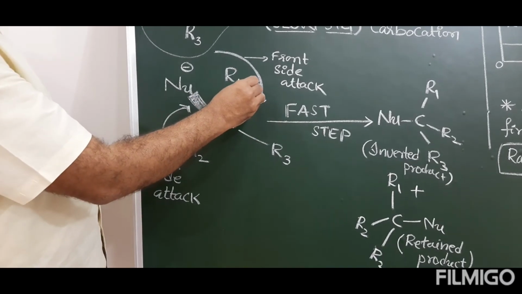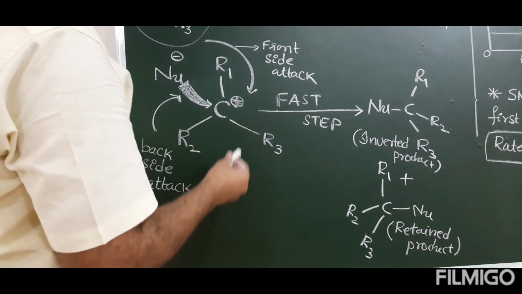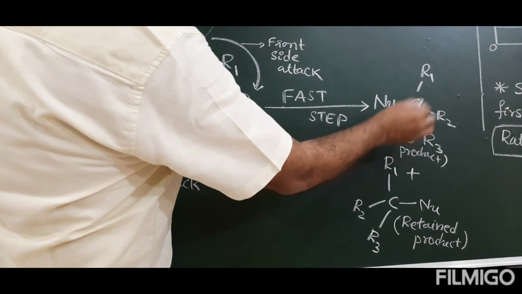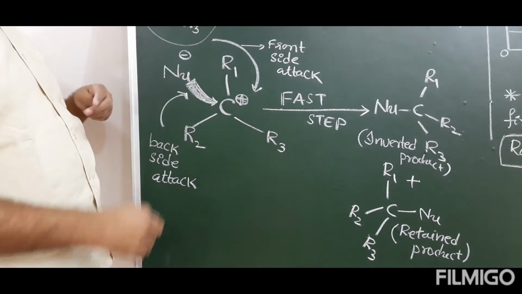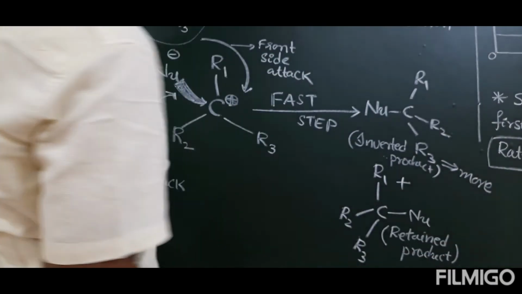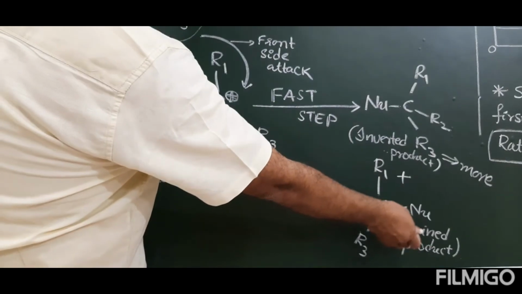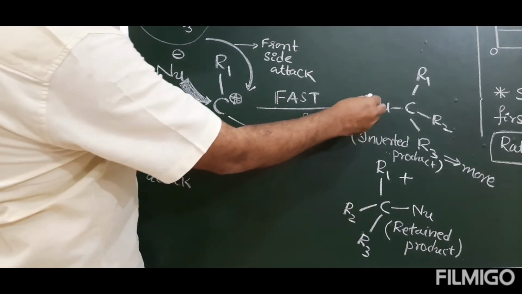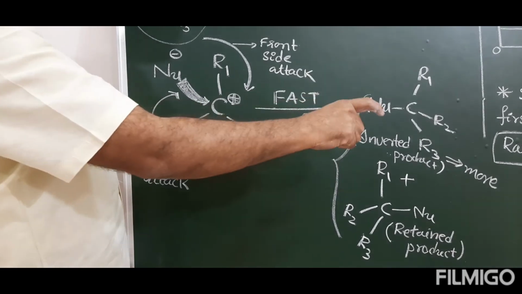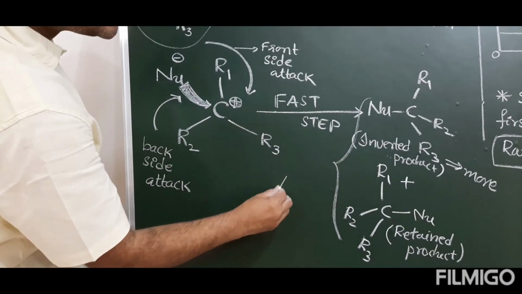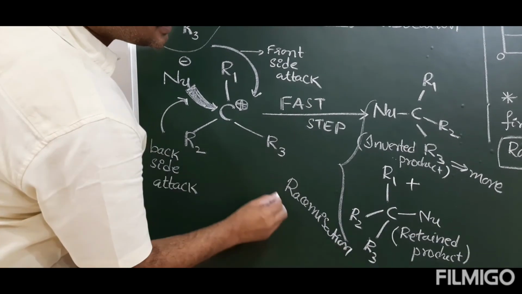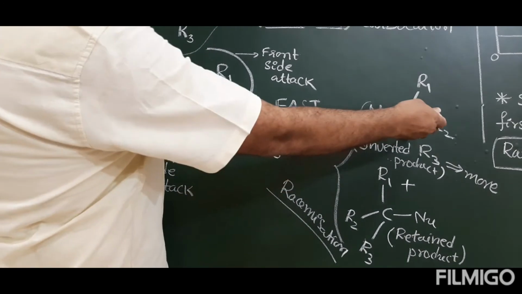Front side attack leads to the formation of the retention product, and back side attack leads to the inverted product. More will be attacked from the back side, so the inverted product is obtained in larger quantities. Of course, the retention product is also obtained. Both are formed, both compounds having opposite configurations are obtained. That is called racemization. In SN1 reactions, yes, racemization takes place with more inverted product.